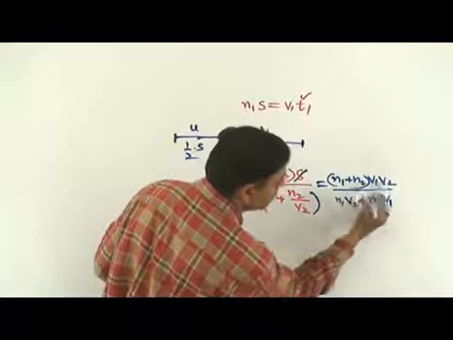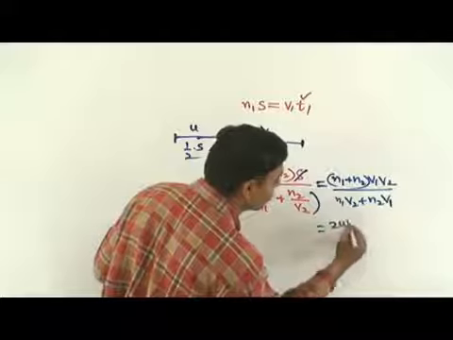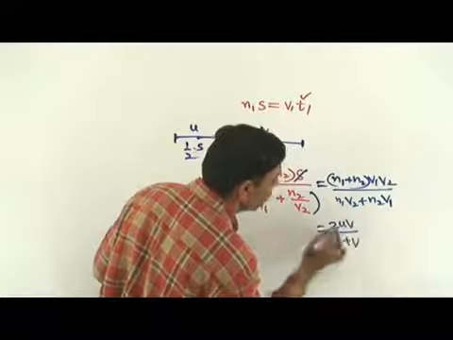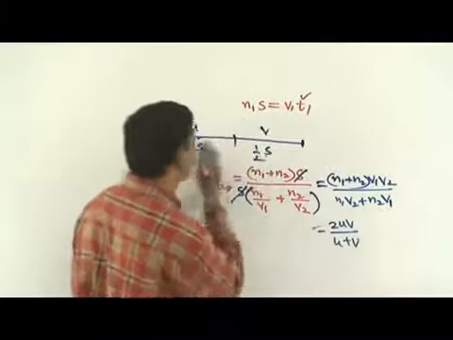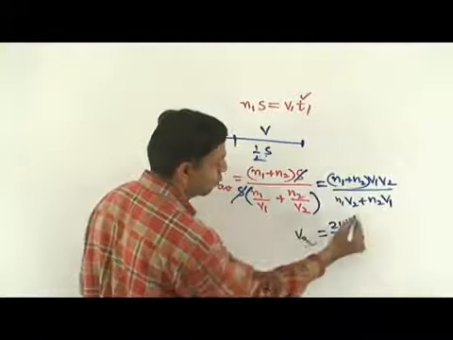1 uv means uv by half u plus half v. That 2 will come in the numerator, and average velocity is going to be 2uv by u plus v for a body moving with velocity u for half the displacement, and with velocity v for the other half of the displacement. Average velocity is going to be 2uv by u plus v.